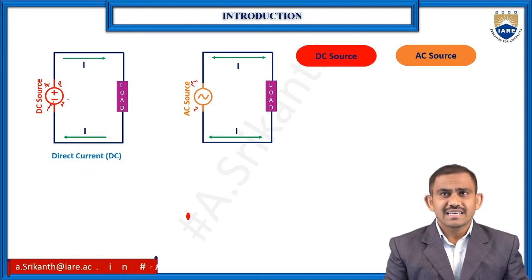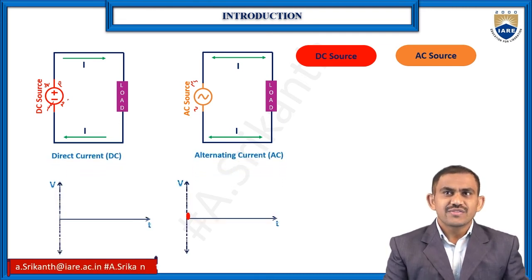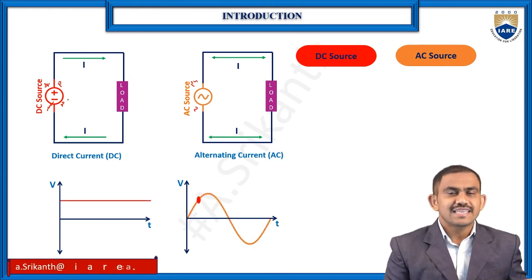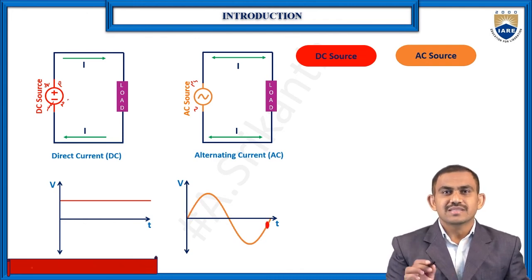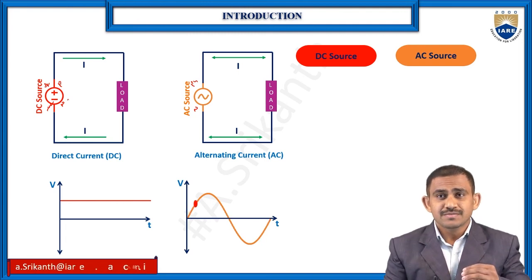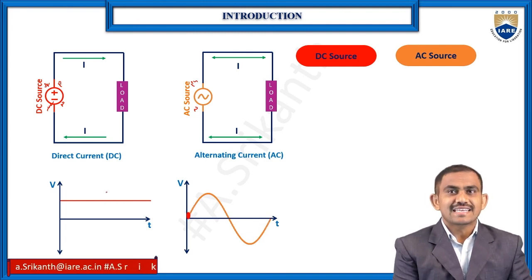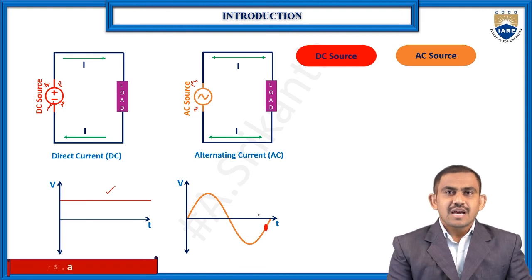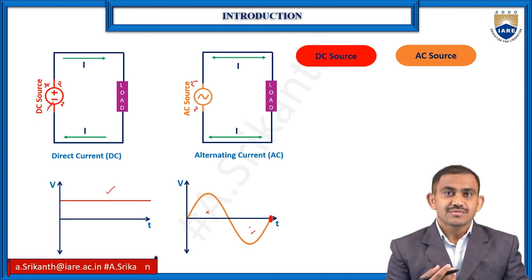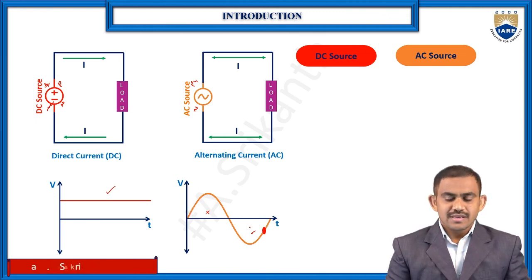So direct current and alternating current: is there any difference between them? We'll see the graphs also. Direct current is a straight line. You can observe there is no disturbance. But alternating current has a positive peak as well as a negative peak. So direct means a direct line, and AC has a positive peak and a negative peak. That is the waveform of DC and AC.